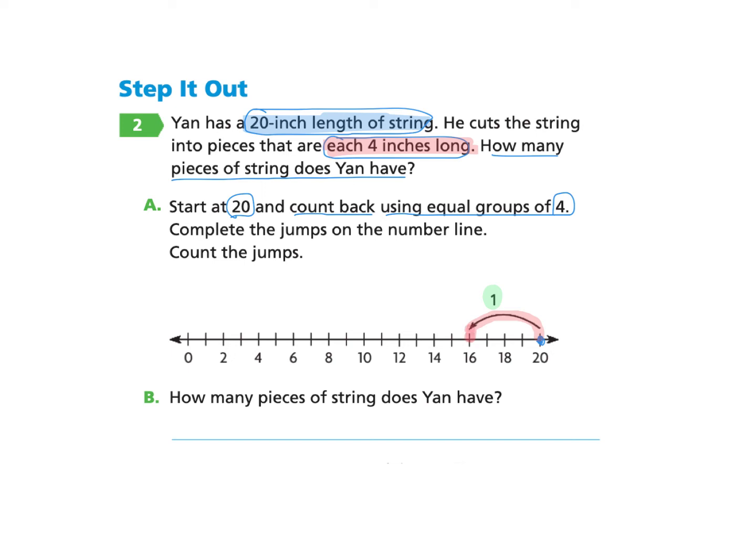So from 16, we're going to jump back 4 spaces and we land on 12. Then we jump back another 4 spaces and we land on 8. We jump again another 4 spaces and land on 4. And we jump 4 spaces and we land on 0, and that's where we stop. And now we can write how many jumps there were. So this is jump 2, jump 3, jump 4, and jump 5. So how many pieces of string does Jan have? By using the number line, we found that there are 5 pieces of string.